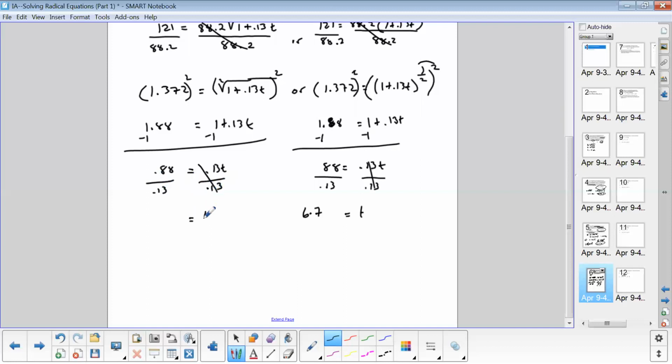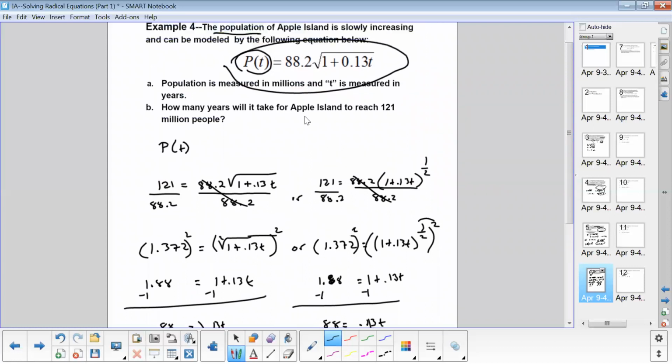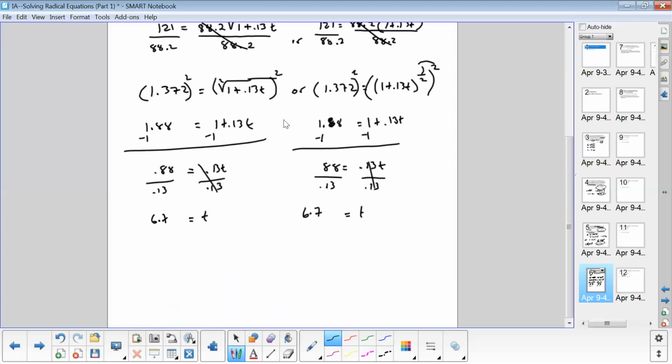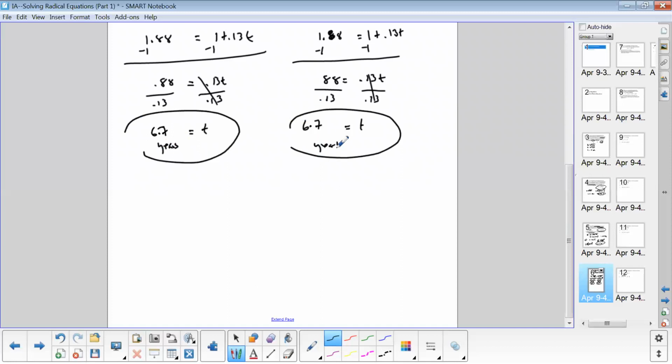Because that's what you were solving for in this problem, was how many years will it take for Apple Island to reach 121 million? So this 88 2/10 is approximately that initial population at the time, and it would take about 6 7/100 years to reach that population.